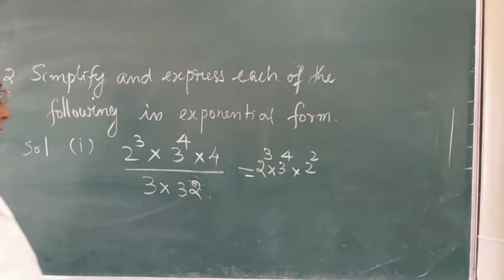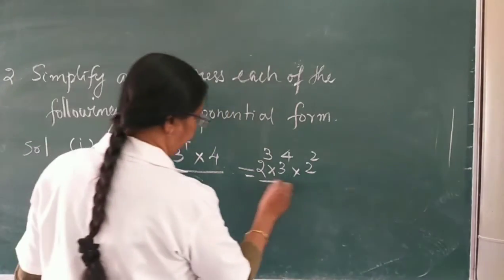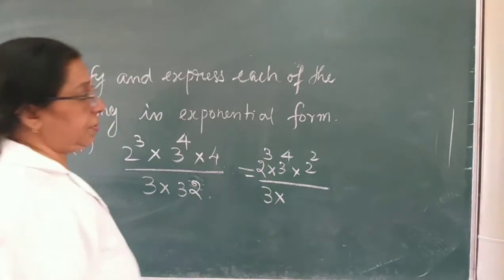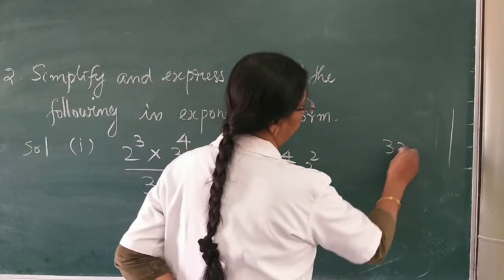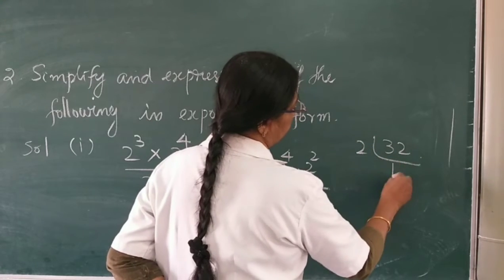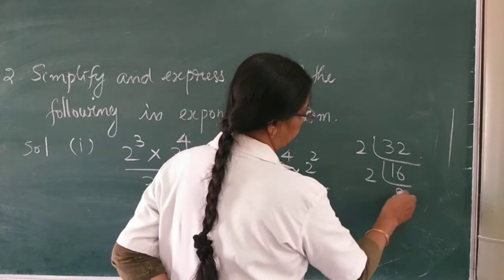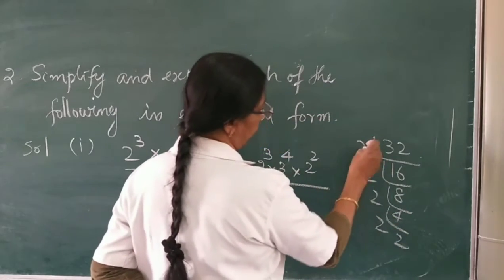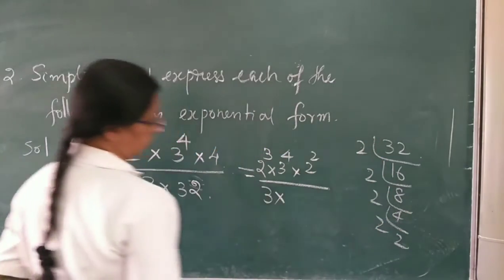Everything is converted into exponential form. Now, divided by 3 into 32. See, we can factorize 32. 32 divided by 2 is 16, then 8. How many times? 1, 2, 3, 4, 5 times.